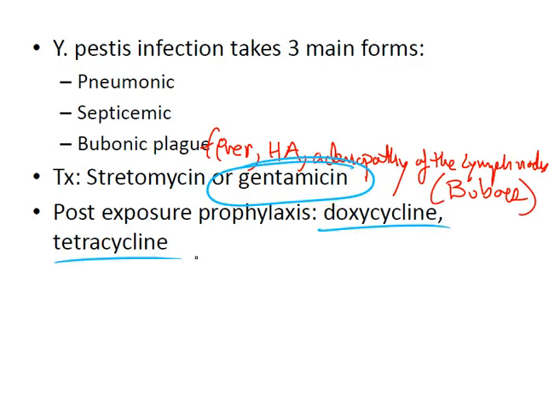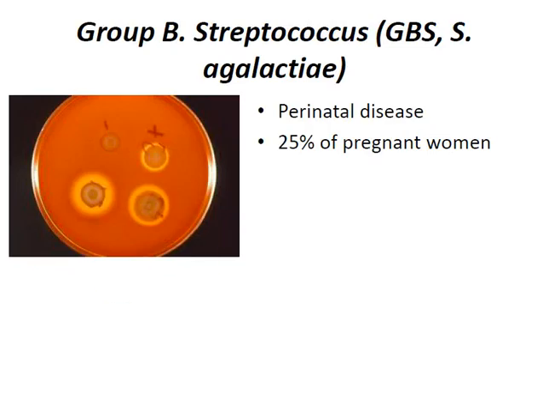All right, so that takes us into the Group B Streptococcus, or the Group B Strep. This typically causes perinatal disease. 25% of pregnant women have vaginal or rectal colonization here. So you look for pneumonia, meningitis, and sepsis. Those are the three things you look for.